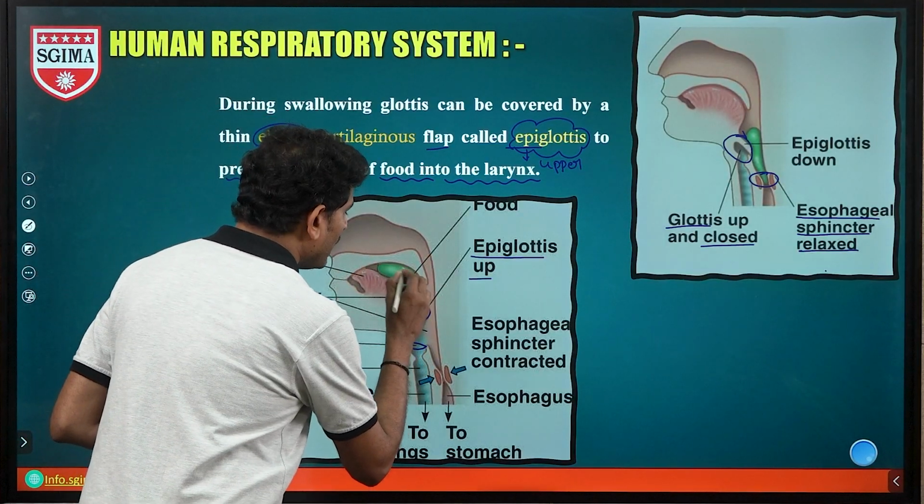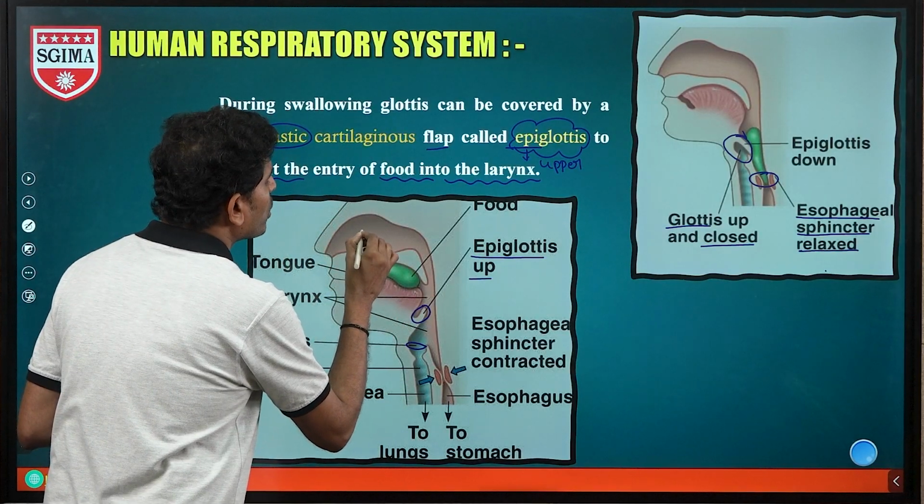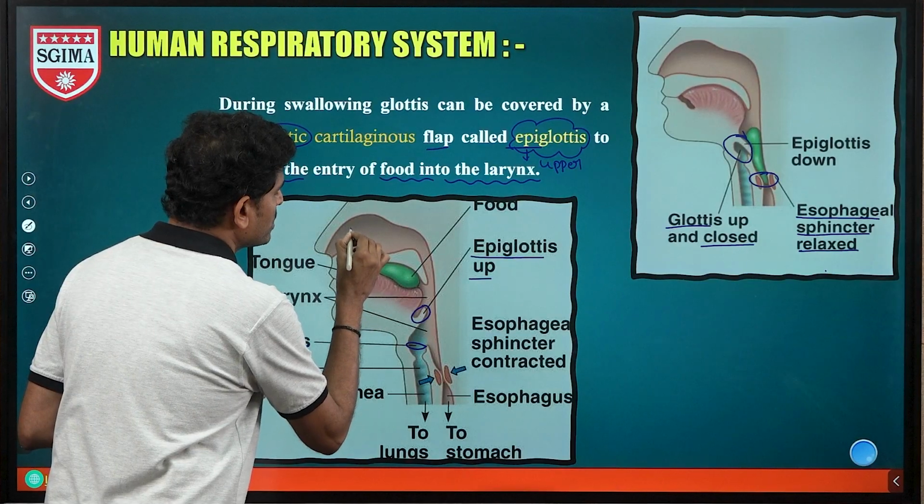And one more thing here: at the end, this is called the palate, which separates the nasal chamber and the buccal chamber. This is the nasal chamber.